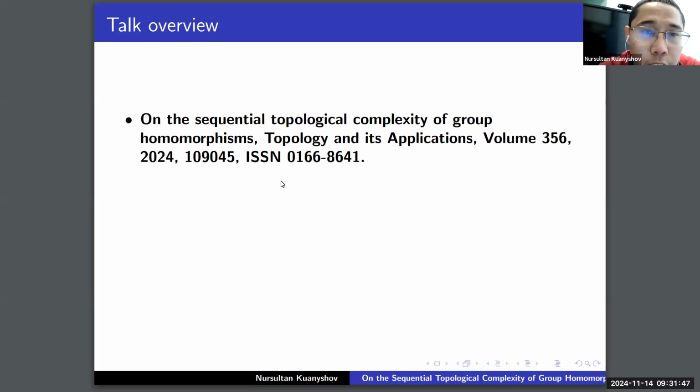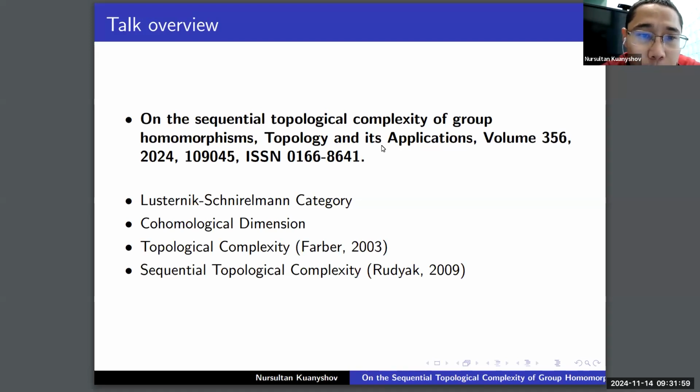My talk is mostly going to be on this paper on the sequential topological complexity of group homomorphisms, published in Topology and its Applications. I'm mostly going to speak about these four invariants: Lusternik-Schnirelmann category, cohomological dimension, topological complexity, introduced by Michael Farber, and sequential topological complexity, introduced by Rudyak. Each of them is interesting on its own. Here, I would like to relate them to each other.